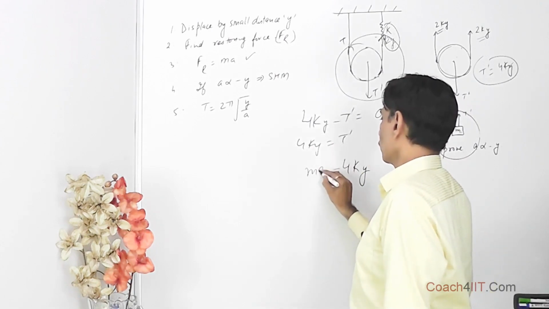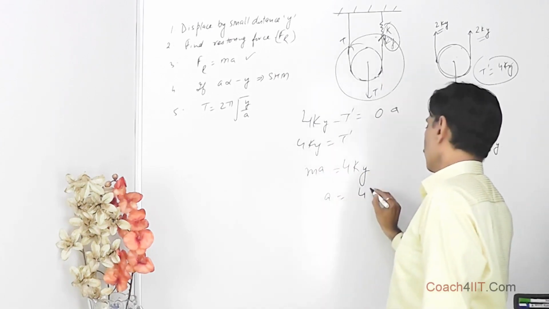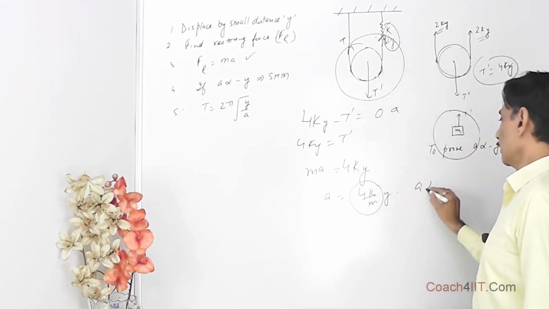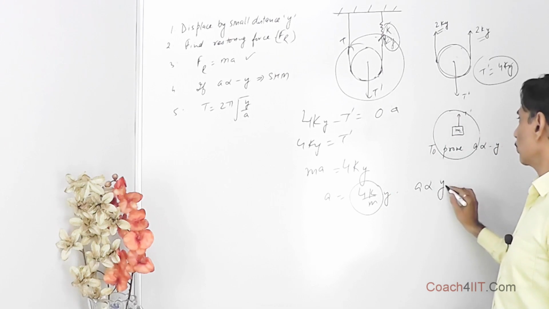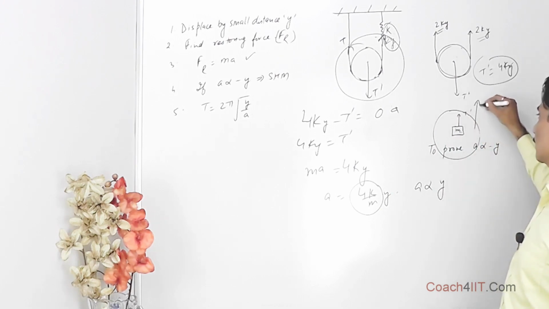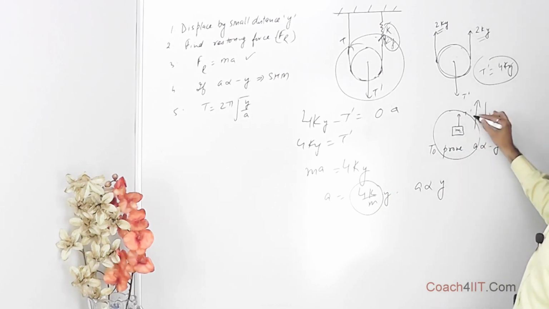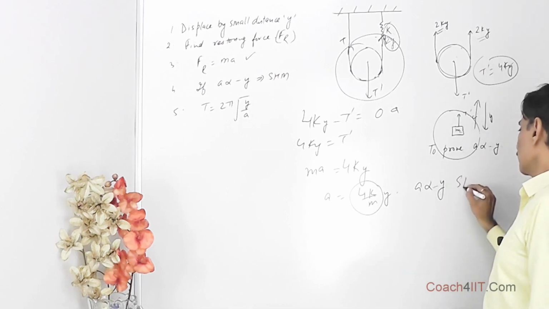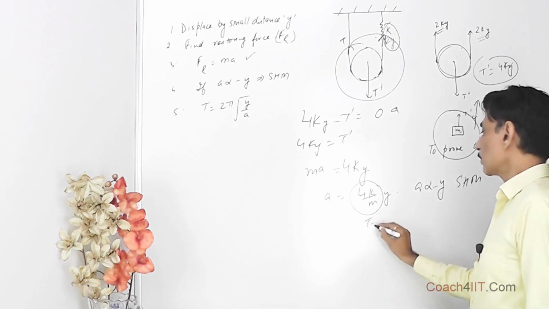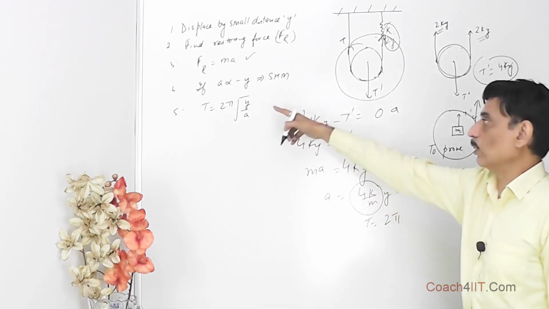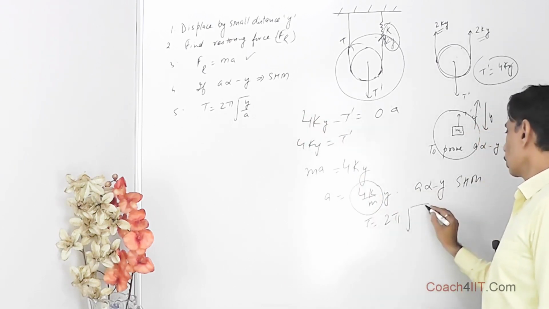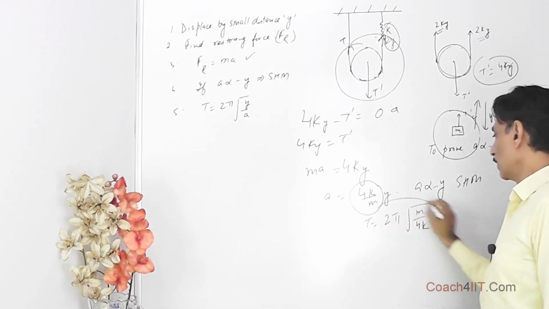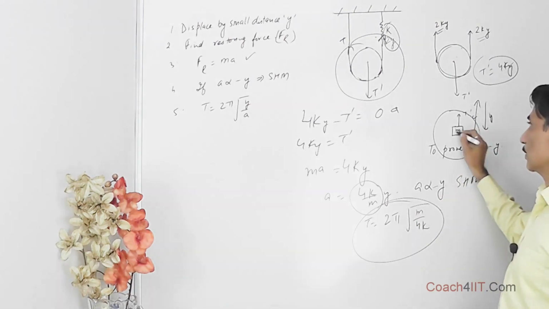So that is equal to m into a. So a comes out to be 4k upon m into y. This is constant, so acceleration is proportional to y. Acceleration is in this direction, y is in this direction, opposite directed. So acceleration is proportional to minus y. It means this is SHM. So we can use the formula T is equal to 2 pi root of y by a. So T is equal to 2 pi root of m by 4k. This is the time period of oscillations in this case.